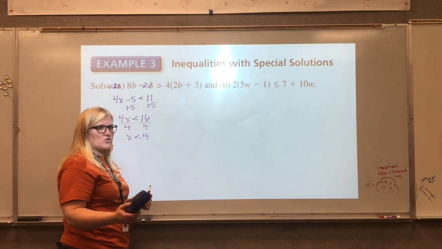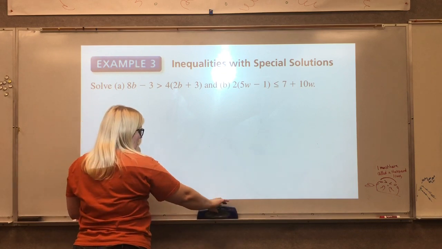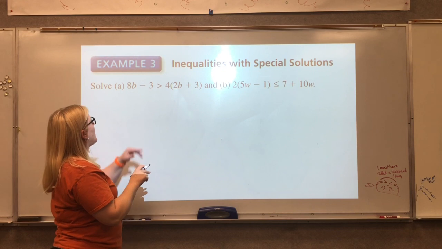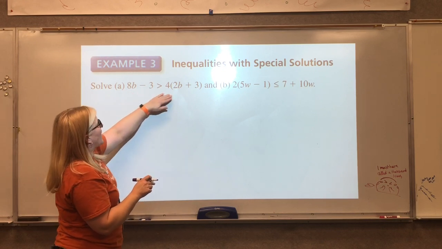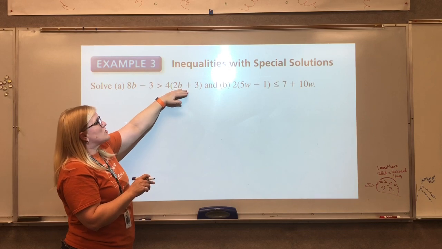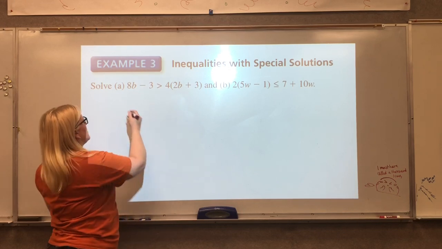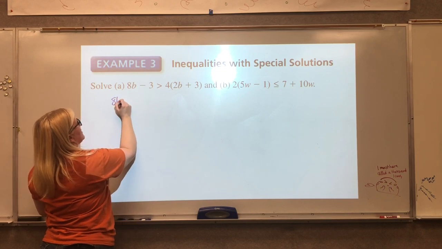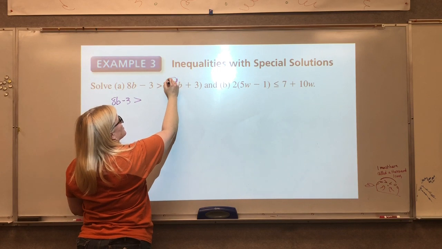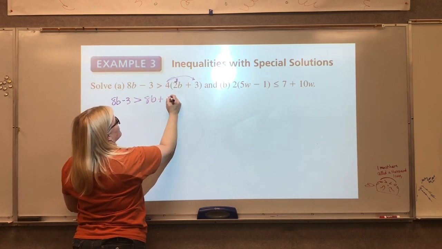So now, I know I'm not having you try any of these. I think that these are pretty straightforward. Okay, but there are a couple of special solutions. So what we have here, let's go through and look at both sides of this inequality. This side needs to be distributed. So I have 8b minus 3 is greater than, let's distribute, so this is 8b plus 12.